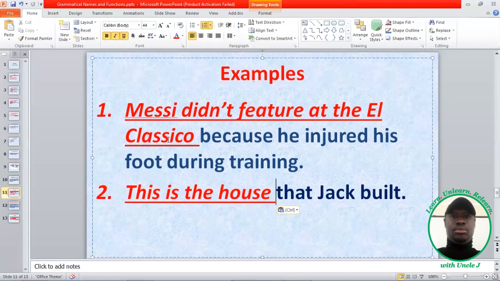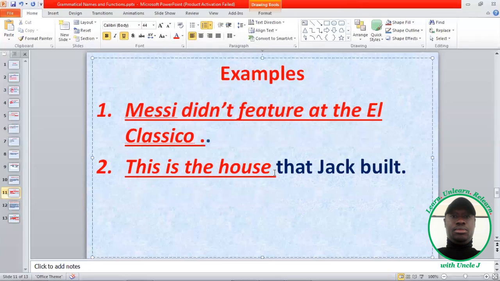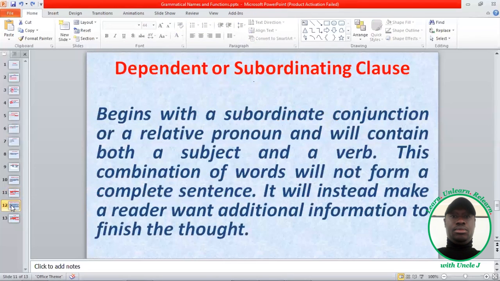So independent clauses can stand on their own. That simply means if I remove these, it still makes sense. So independent clauses make sense even when they stand on their own. Now, a dependent or subordinating clause begins with a subordinate conjunction or a relative pronoun, and it contains a subject and a verb, but it does not form complete sense on its own. It needs another clause to make complete sense.